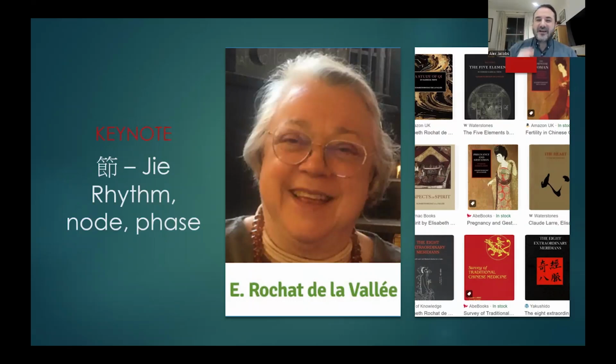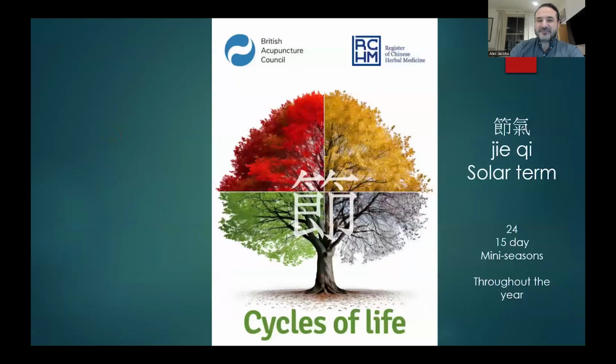Quite coincidentally, I came up with this character myself to symbolize cycles. And in the first meeting we had with Elizabeth, she said, I want to talk about Jie. So there's something about it that's definitely resonant with this conference. It means rhythm, node, or phase, and you'll find out much more as we go along, and certainly with Elizabeth's keynote on Jie. There it is in the middle there. Jie Qi is the solar term, and we'll be talking about the solar terms when we go through this seasonal Yangsheng series, the 24 mini seasons, 15-day mini seasons throughout the year.